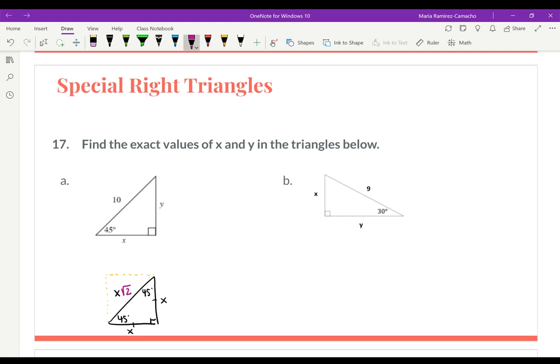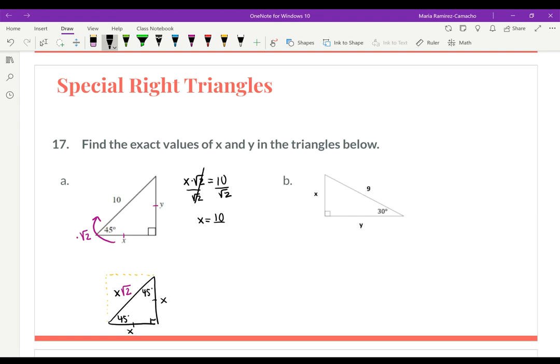Okay, so for part A, x times root 2 will give you 10. And then your x and your y would be equal to each other. So to figure out what x would be, we can set up an equation. X times root 2 equals 10. We can divide both sides by root 2.